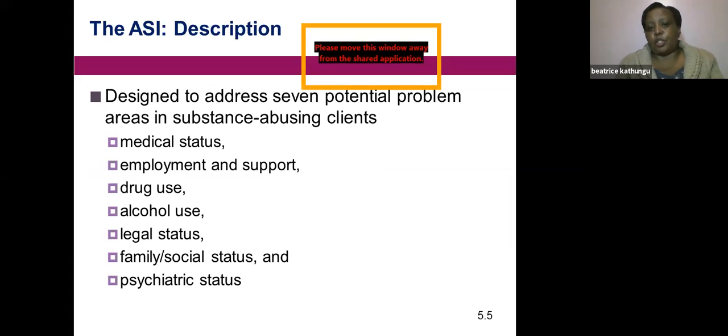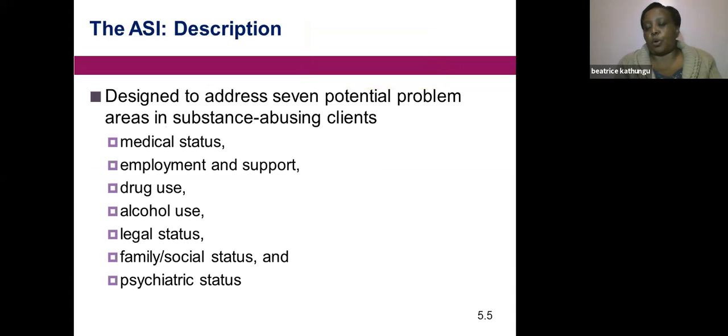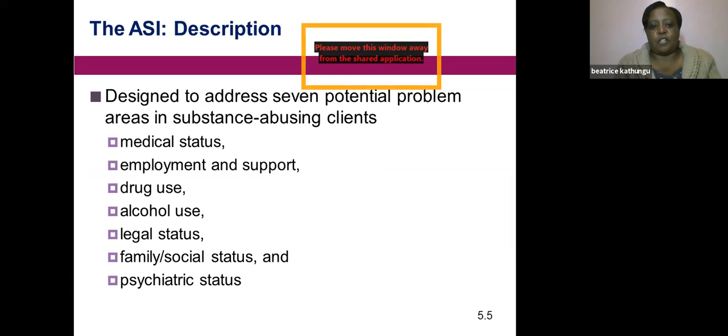It's been designed to address 7 potential problem areas in clients who use substances. And then in addition to the 7, we also have the general information section, which is usually the beginning. So these 7 problem areas, sometimes they are referred to as 6, because the one on drug use and alcohol use are actually combined. So you might find some literature talking about 6 problem areas, other literature talking about 7. It's all because if you separate alcohol from drugs, then you get 7. If you put them together, then you have 6.